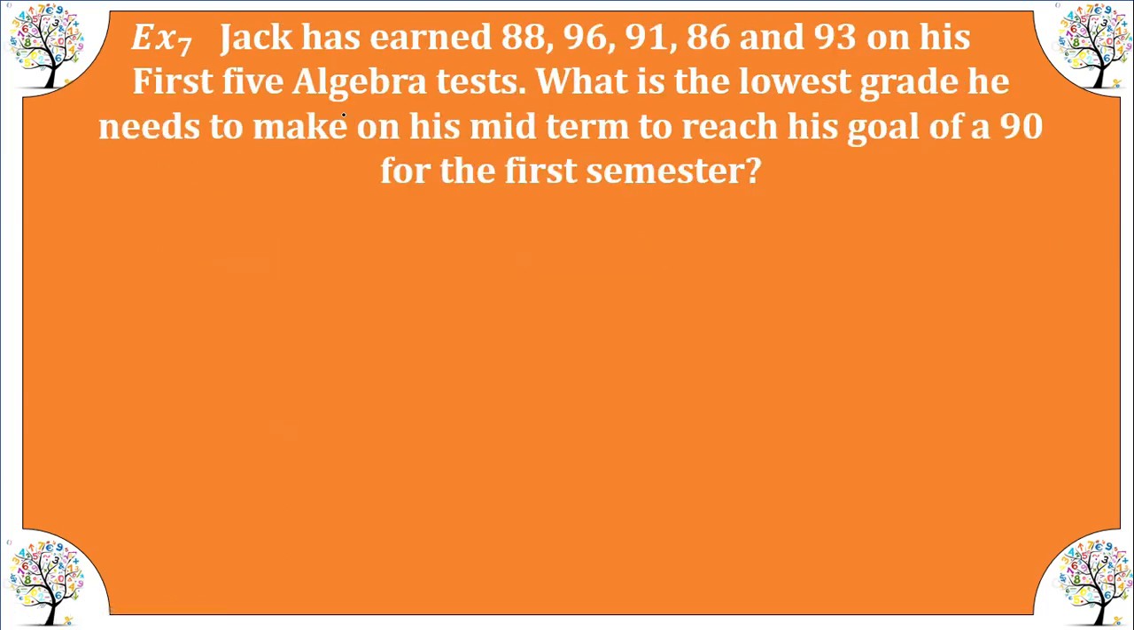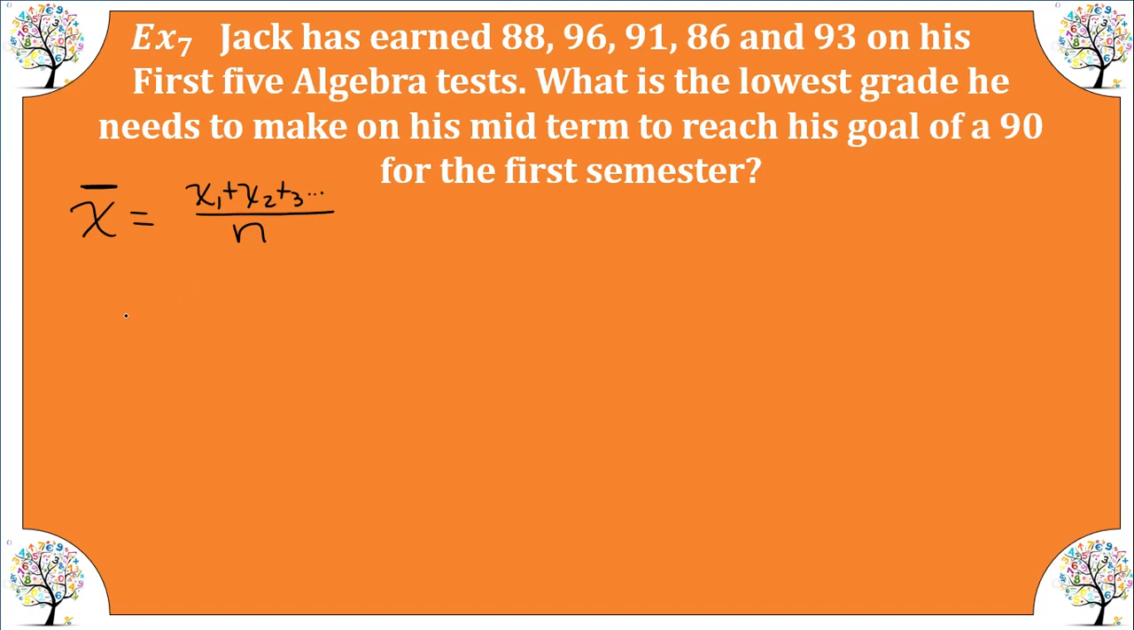Jack has earned 88, 96, 91, 86, and 93 on his first 5 algebra tests. What is the lowest grade he needs to make on his midterm to reach his goal of a 90? So we know that the average, let me show you a new notation, x bar, that means average. So we know that we're going to add up all the test scores, like our first test plus our second test plus our third test, dot, dot, dot, all over n, which is the number of tests taken.